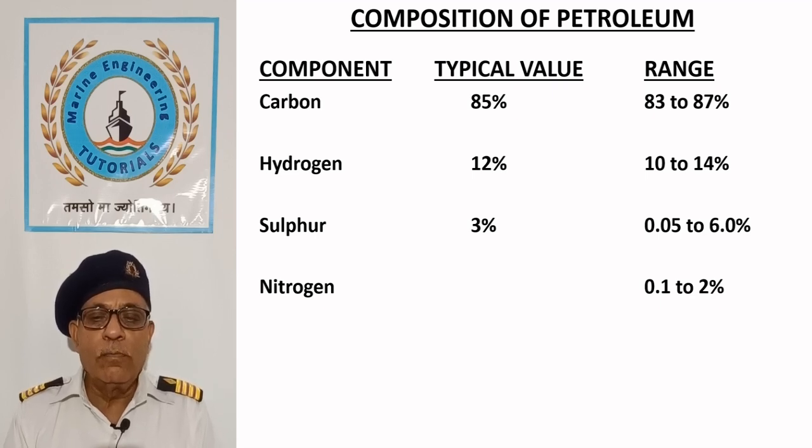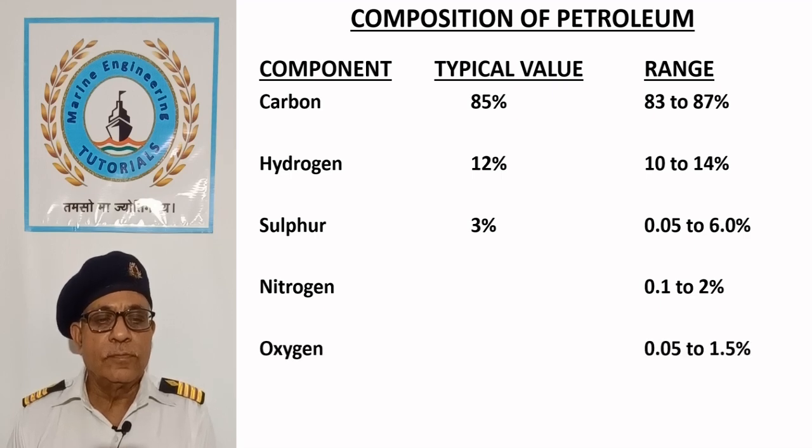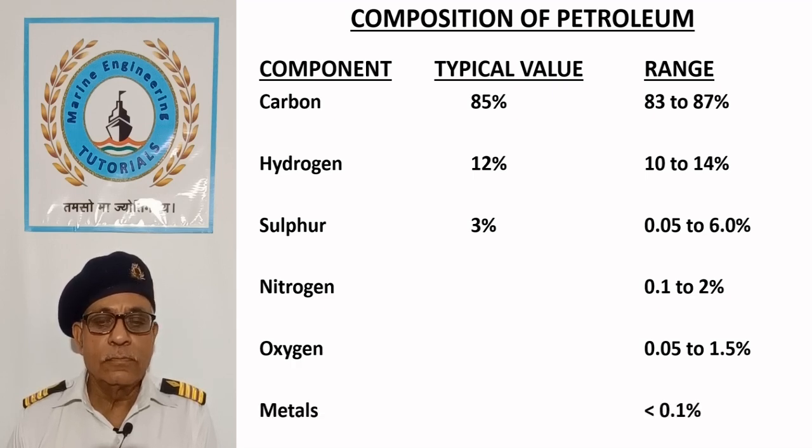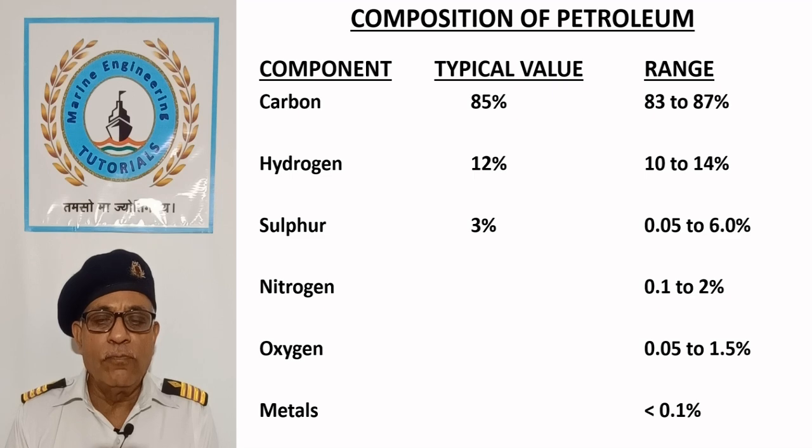Nitrogen present in the fuel or entering the furnace along with air does not take part in the combustion process, although it takes away some of the furnace heat. Oxygen has a small percentage in fuel, which is ignored during the calculation of the stoichiometric air-fuel ratio. Metals forming a small part of fuel are left as residue after combustion.